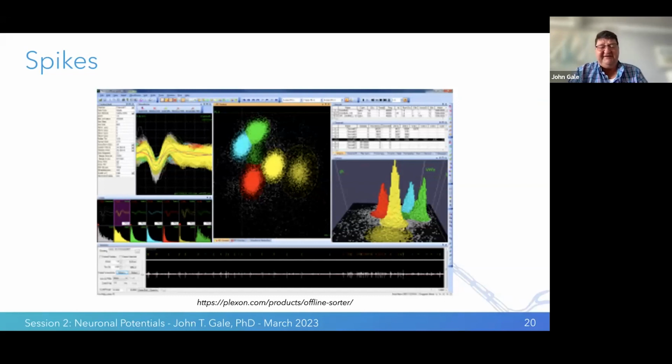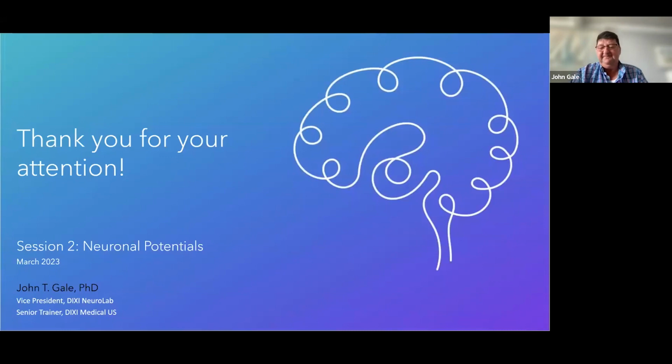I'm not going to get too much into data analysis. What I will do is show in later segments some of the types of studies that you can do with single unit. And that pretty much is the end of this session.